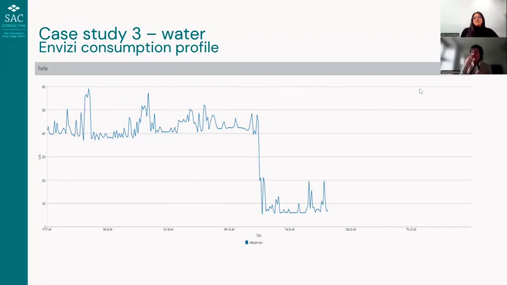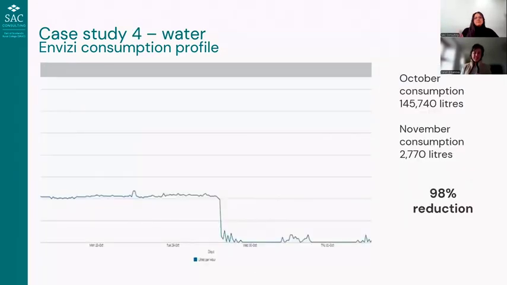You can also see in this graph, the consumption actually hasn't dropped to 0. So there was still some kind of ongoing issue. But the store still saw a massive decrease in the overall water consumption. And I've got one more example of this as well, and that's my last case study.